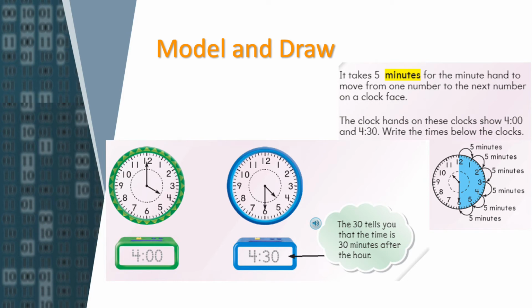So you will still write 4, because in this case we look at the number before. We will not say it is 5:30. It is between 4 and 5, so you will say it is 4:30. Why 30? Because as you can see, it is 5, 10, 15, 20, 25, 30. It's on 6. So if you do skip counting by 5, when you reach 6, you will reach 30.